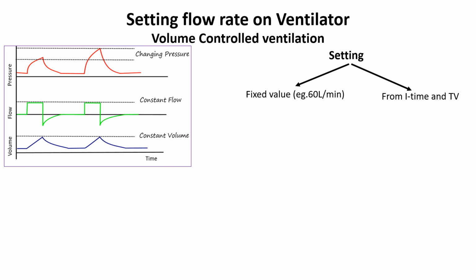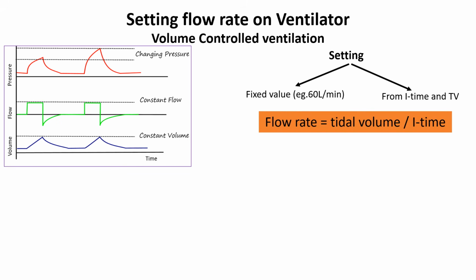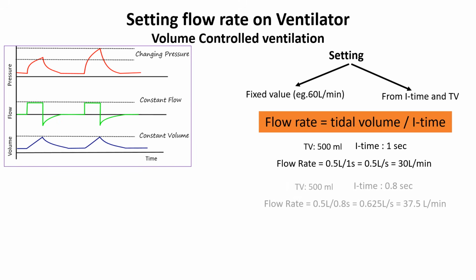In both methods, understanding the relationship between flow rate, tidal volume and inspiratory time is important. For example, if the tidal volume is 500 milliliters and the inspiratory time is 1 second, the required flow rate would be 30 liters per minute. If the inspiratory time is shortened to 0.8 seconds, the flow rate must be increased to 37.5 liters per minute to maintain the set tidal volume.